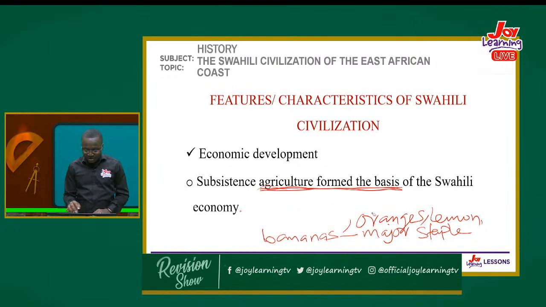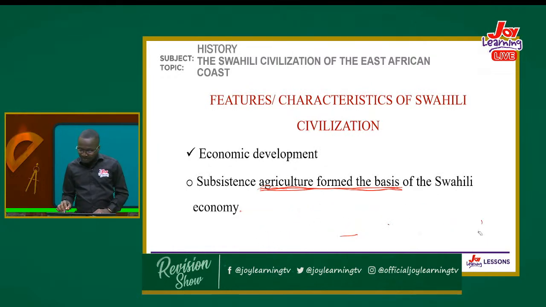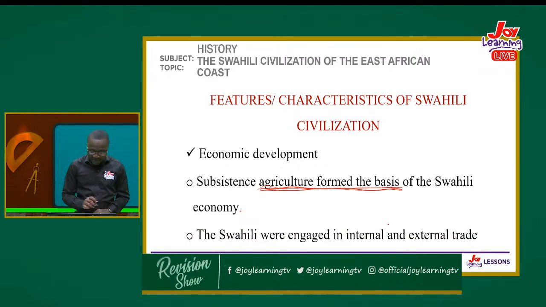Now let's look at another economic activity of the East African coast people, apart from the fact that they grew food or vegetables and others to feed their population. We are told that another key economic activity of the East African coast people was trade. So trade was both internal and external.